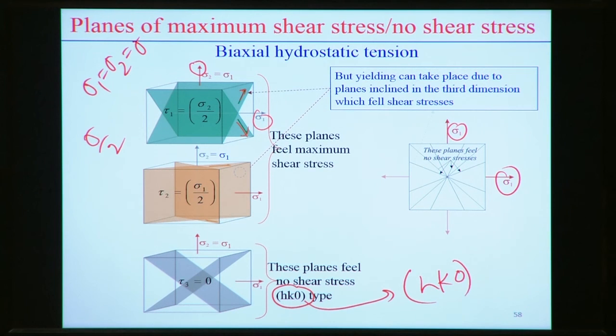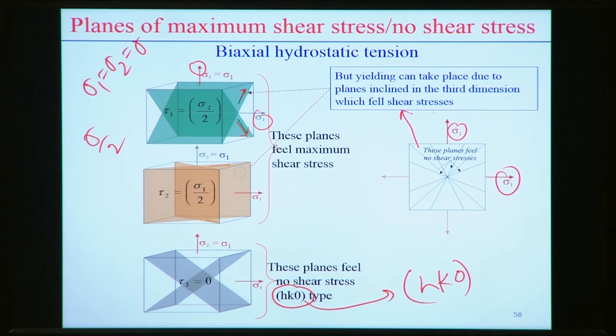But when yielding takes place, slip will initiate due to the planes inclined in the third dimension which feel shear stress. Although it is explained that there is a certain plane where there is no shear stress, yielding may still occur, because this is completely the biaxial state, if there exist some shear stresses in the third direction.